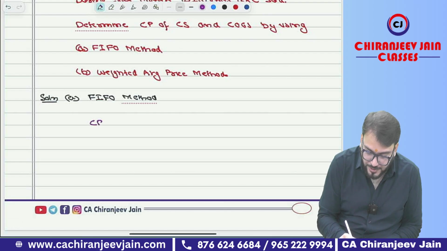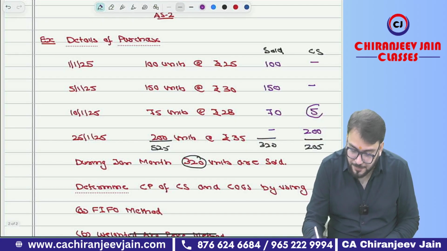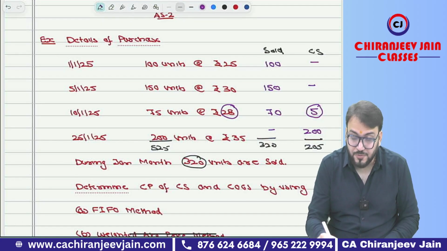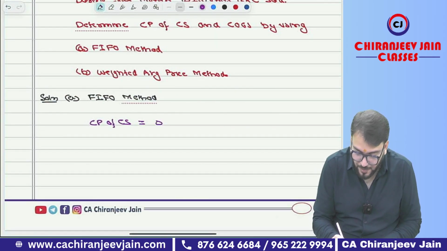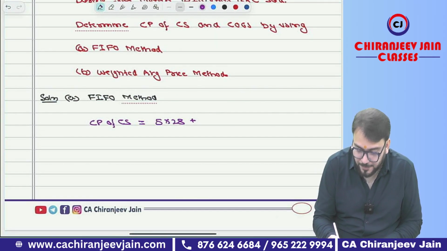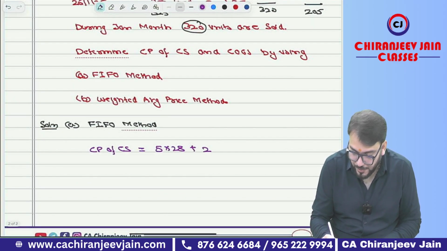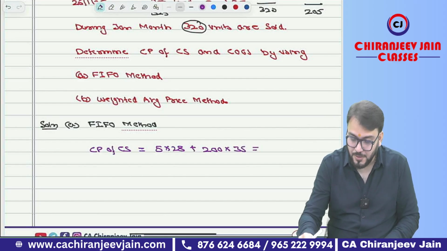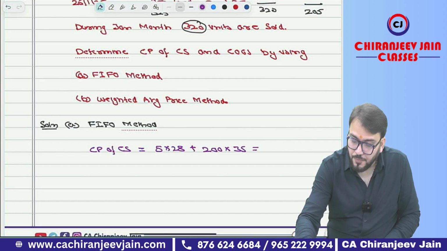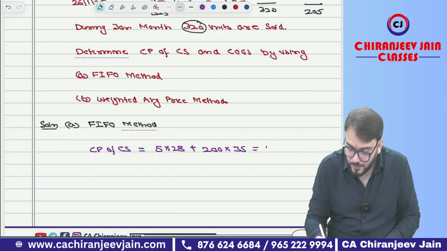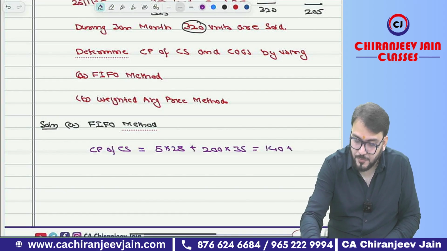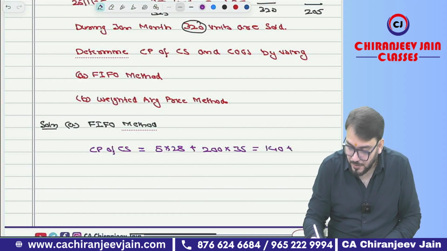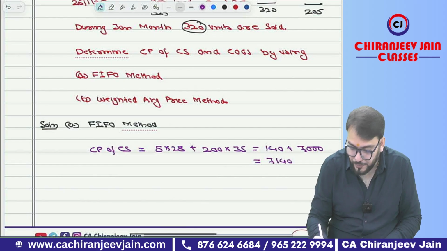So can you say cost price of closing stock will be 5 into 28 because this is from this lot. We'll say 5 into 28 plus 200 into 35. This is the closing stock under FIFO method. So this will be how much? 5 into 28 is equal to 140 plus 200 into 35, 7,000. Total is what? 7,140.